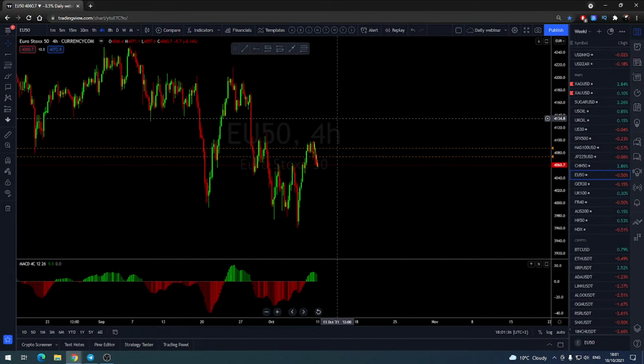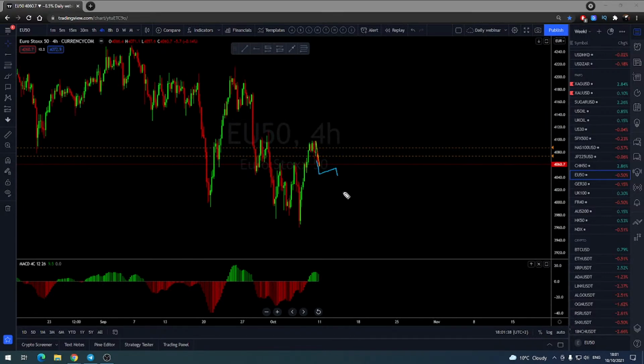Same as well there on Euro Stocks 50. This one is looking good as well. If this breaks and corrects, go for the sell. If it breaks above, there is a nice wave to the upside which is coming.